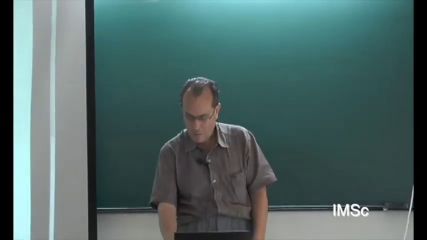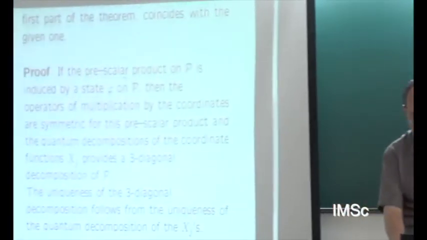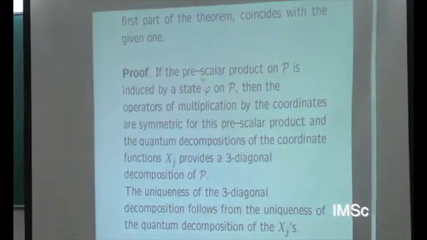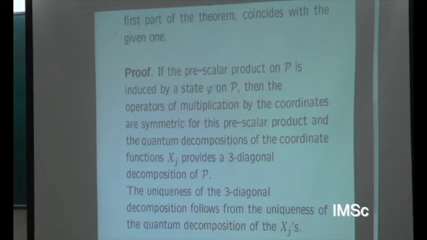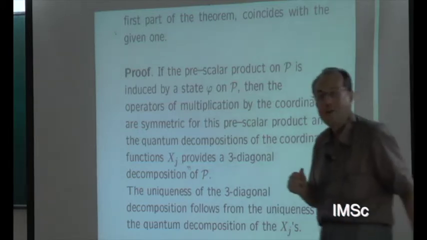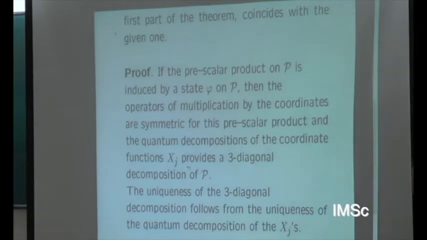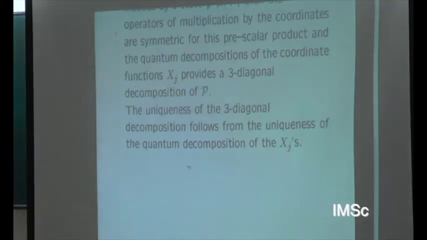And so, well, the first part of the proof we already did, because we know that if the scalar product is given by a state phi, then necessarily the multiplication operators by coordinates are symmetric. And necessarily they have a quantum decomposition. If I restrict the quantum decomposition on the single factor n of the gradation, of the orthogonal polynomial gradation, I obtain a three-diagonal decomposition. This is simple. The converse is more subtle.